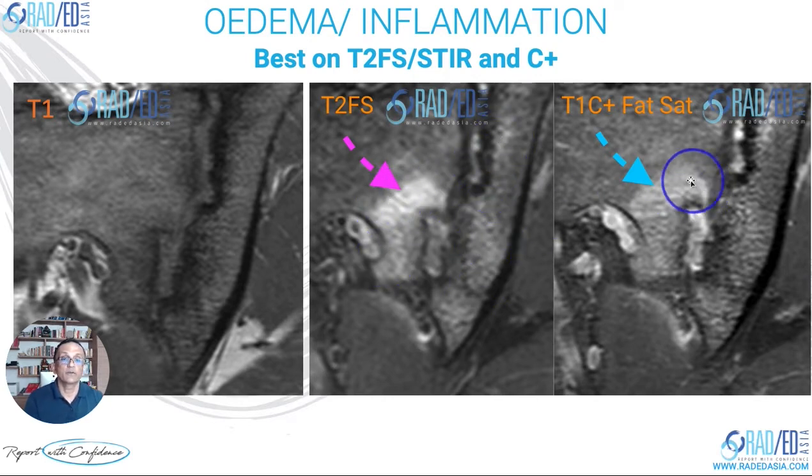Now, if you happen to give contrast, that will enhance. Inflammation usually enhances, but we don't really need to worry about this because it's not common to give contrast. But if we go back to the T1, what you notice is that there is some low signal here compared to the rest of the sacrum. However, you can see how much easier it is to see this inflammation on the T2 fat sat rather than the T1. So this is the best sequence for you to assess edema or inflammation. I suggest you start with that sequence to look for active inflammatory changes.